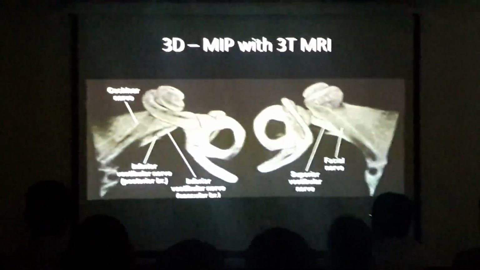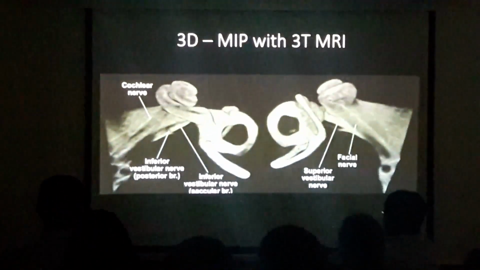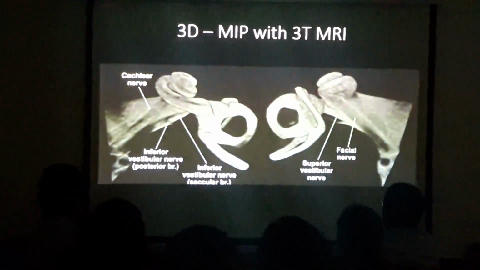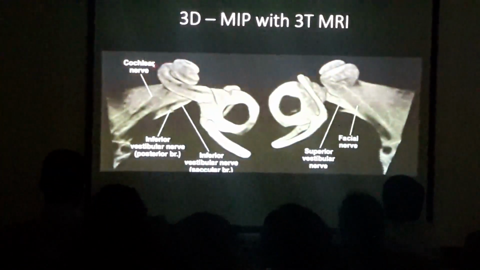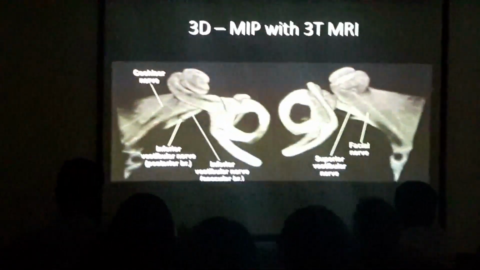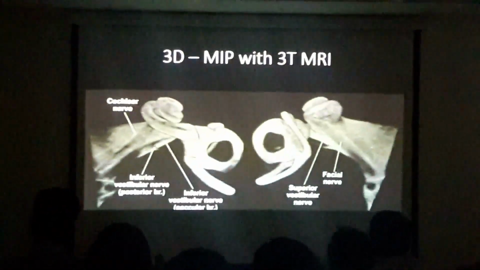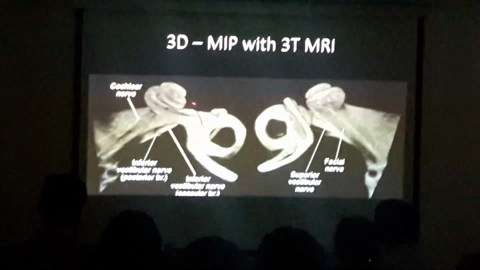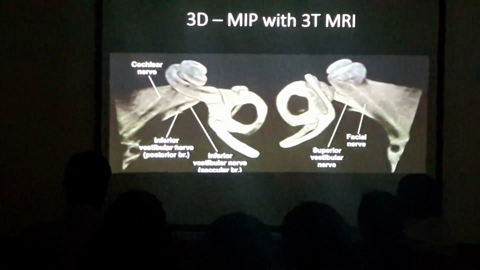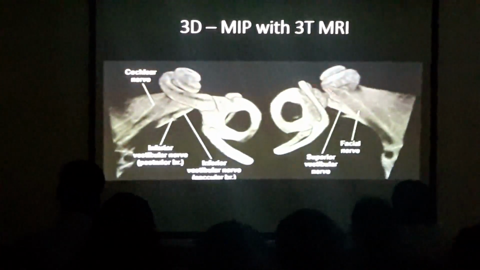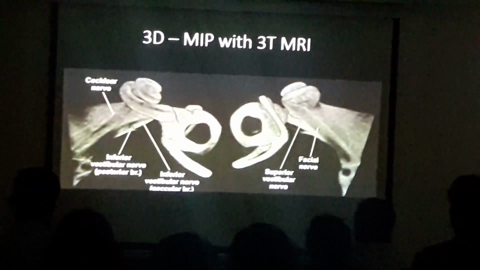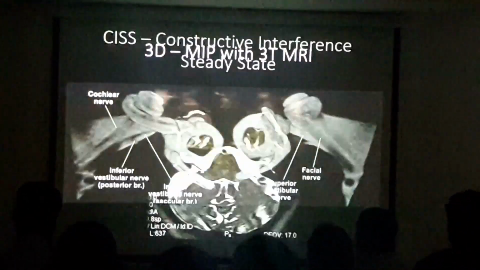But we now have very good MRI where they can do a 3D reconstruction, that is maximum intensity projection. You can see a beautiful 3D reconstruction of the complete labyrinth and cochlea, and individual nerves can also be identified. This is an inferior view of the cochlea and the internal auditory meatus, where you can see anterior inferiorly the cochlear nerve, and posterior inferior the vestibular nerve. In the superior view you can see the anterior superior facial nerve, and the posterior superior vestibular nerve.